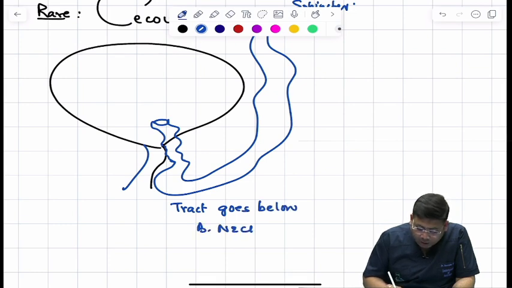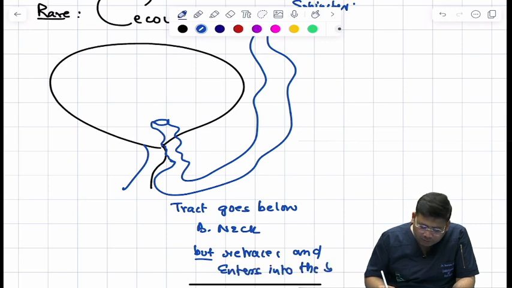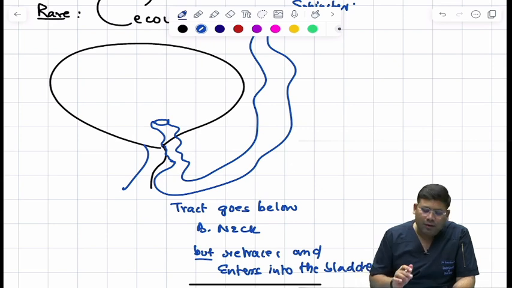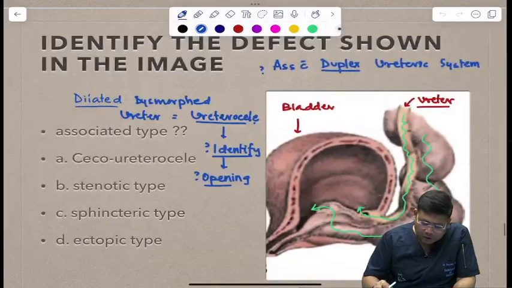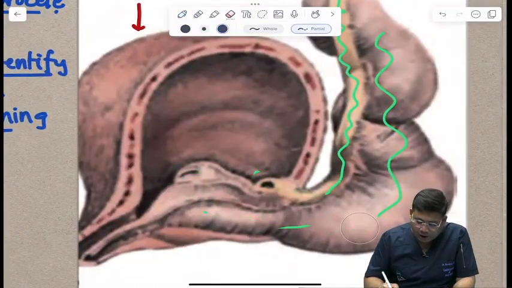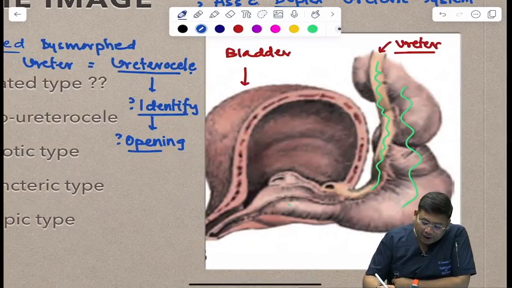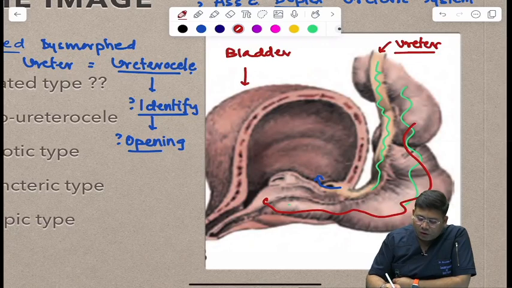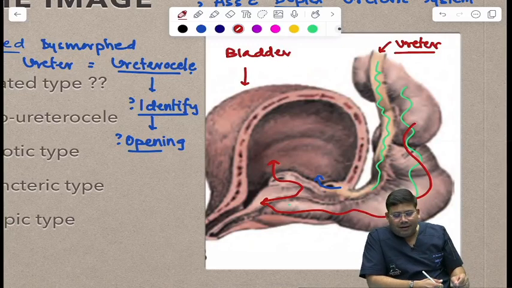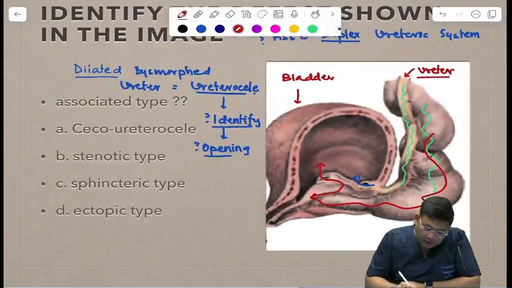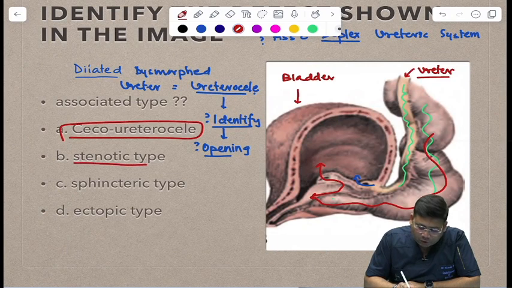Point number 1, but retraces and enters into the bladder. That means the opening is into the bladder. This variety is known as CET. So अगर आप ये वाली इमेज देखोगे, you can understand very well that this is the normal and this is the abnormal. Majority of it is below. Can you see it has gone below? But again it comes up and the opening. So this variety is what you are seeing, the CET. आपको पता है stenotic type कौन सी होती है?